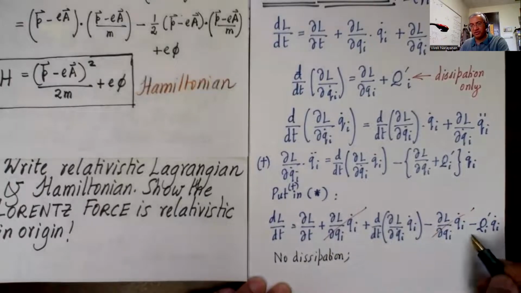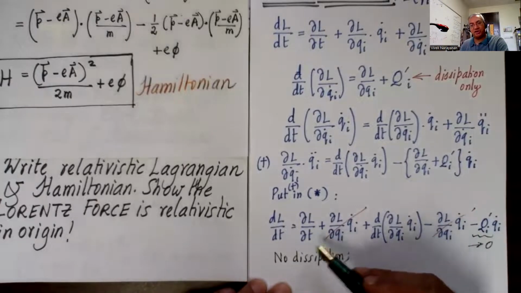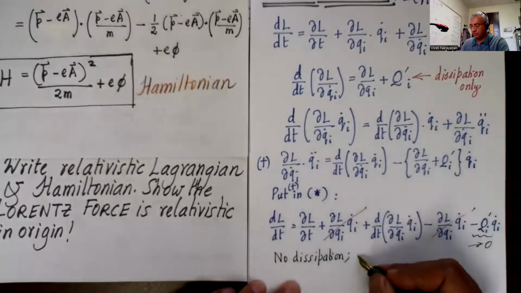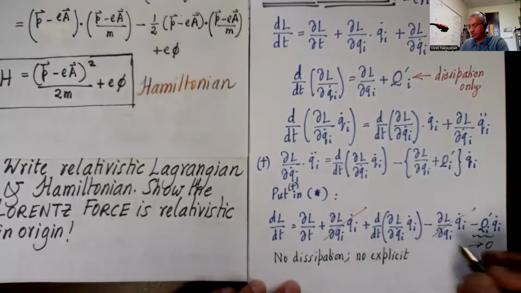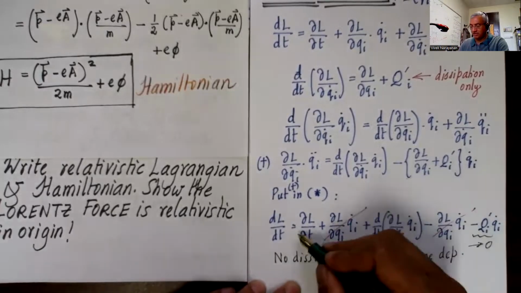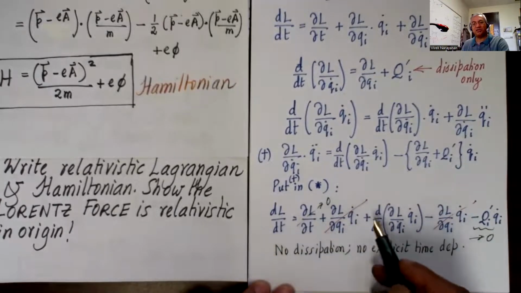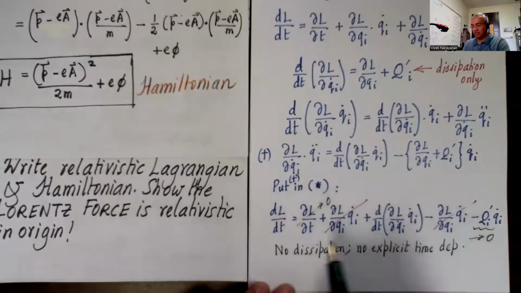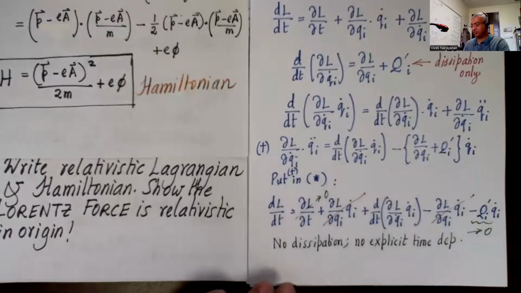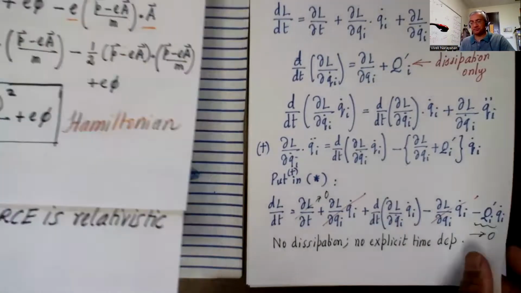So this term will be 0. Also, we'll assume the Lagrangian does not depend explicitly on time. So no explicit time dependence, and that term will also go to 0. Then you just have dL/dt equals d/dt of stuff, which means d/dt of that minus L must be equal to 0. So that's the important thing that Jacobi found.